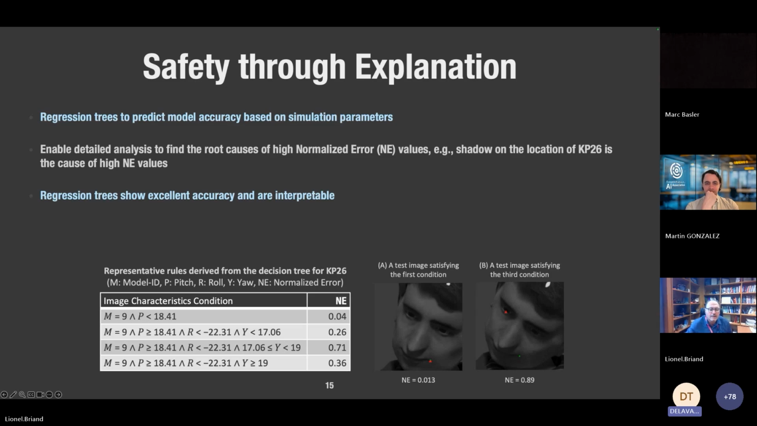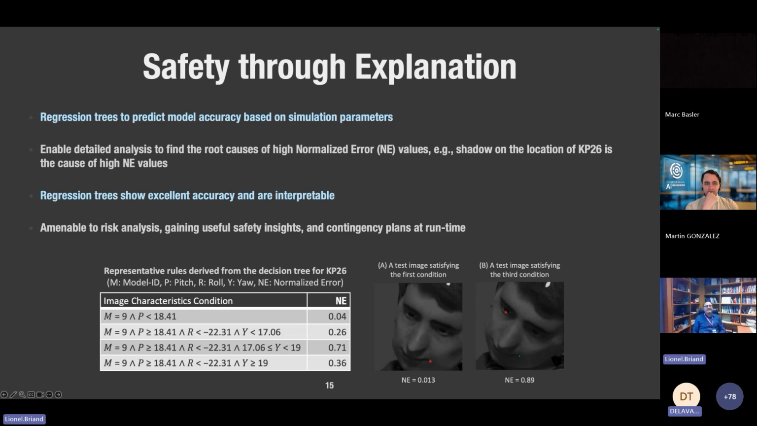And I was wondering if it could also be used not for monitoring in real time, but for design purposes at system level. When you know that it behaves badly in this condition, then you try to adjust maybe, I don't know, the positioning of the camera, the choice of the camera. Yes, that's exactly what I meant.